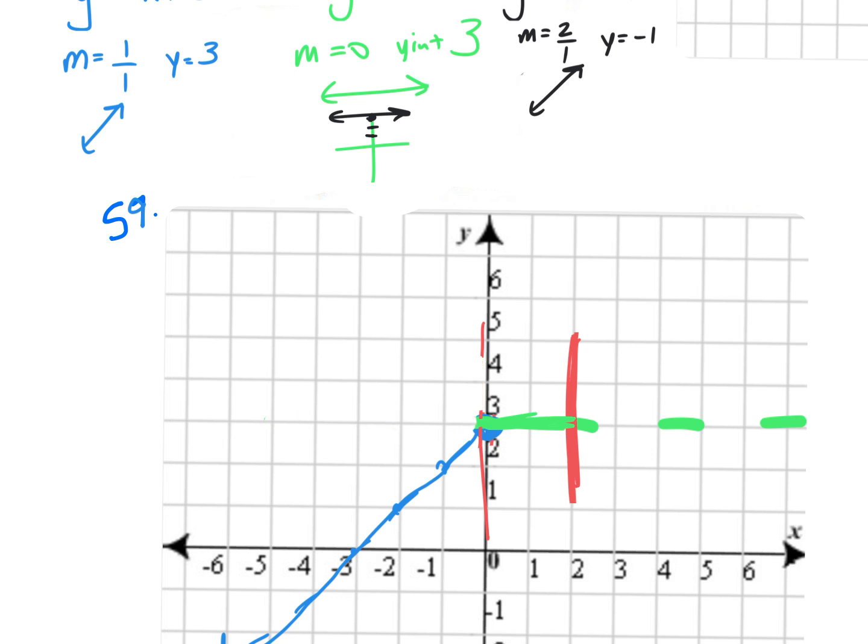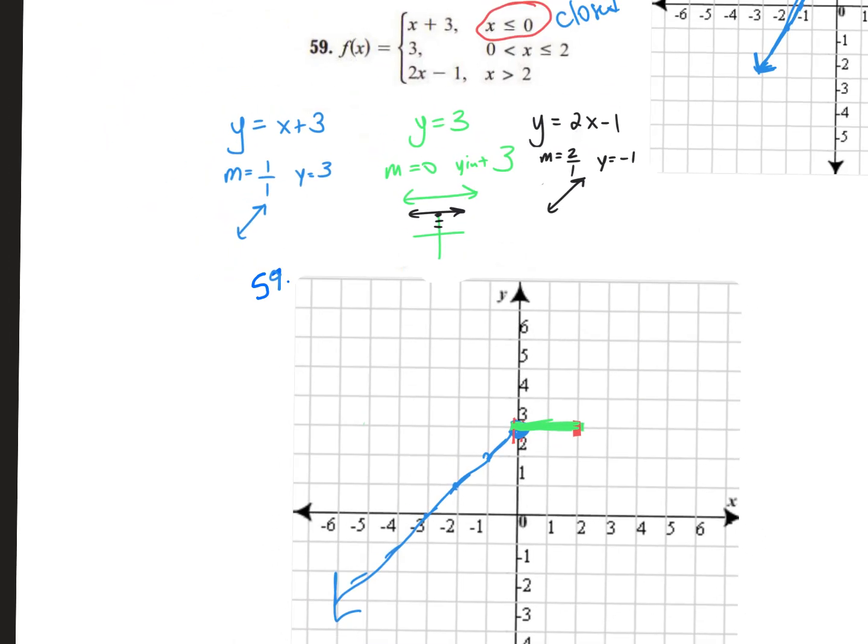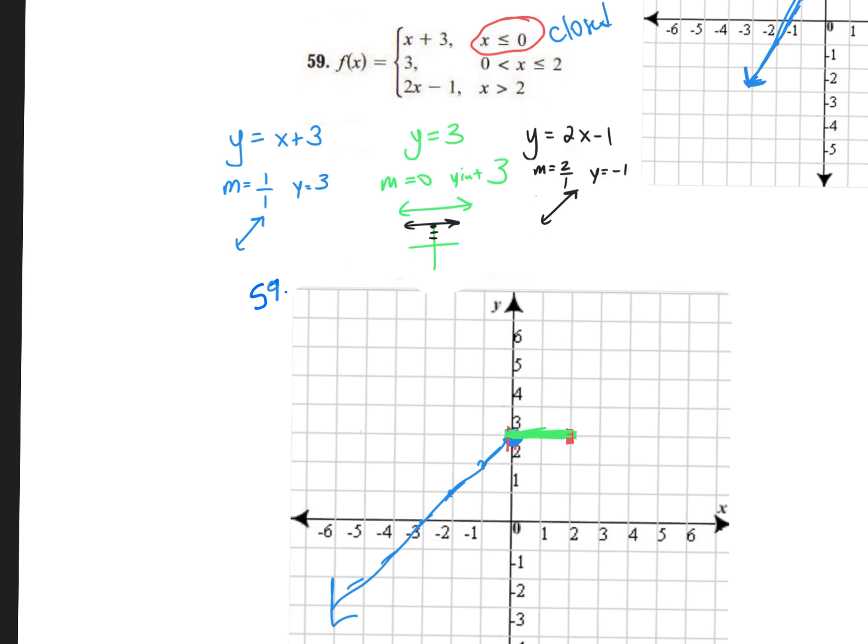Now check your dots. You already have a closed dot where that first one is, so it's fine. What should the other dot be on the other end? On 2, what should it be? Closed. So here we go. Close it up. There's the second piece that you guys wanted. And now we're going to do the last one in black.